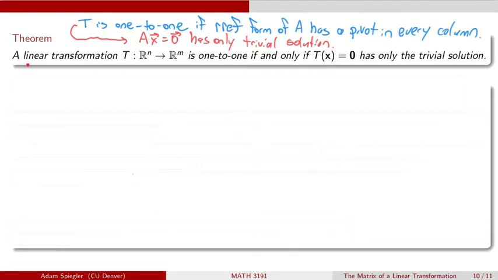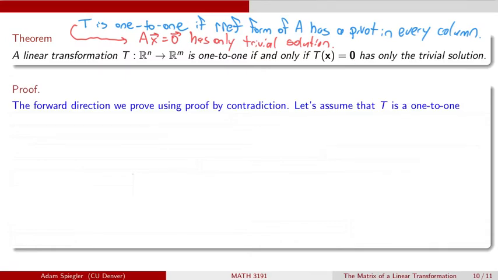So what we're claiming here is that a linear transformation T is 1-to-1 if and only if the homogeneous equation T of x is equal to 0 has only the trivial solution. So the only vector in the domain which is being mapped to the 0 vector in the codomain is the 0 vector. So let's take a look at how this proof would work.